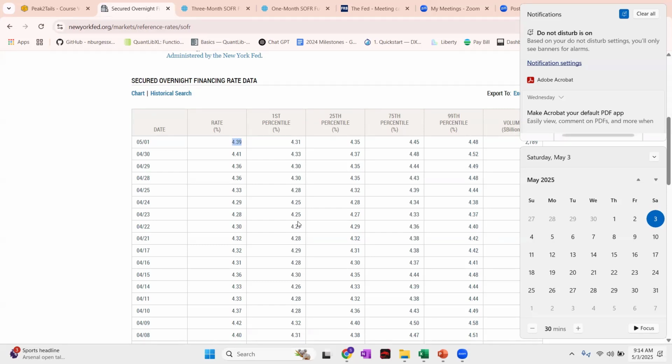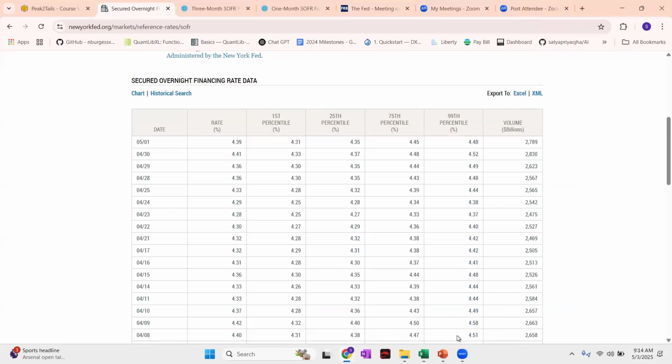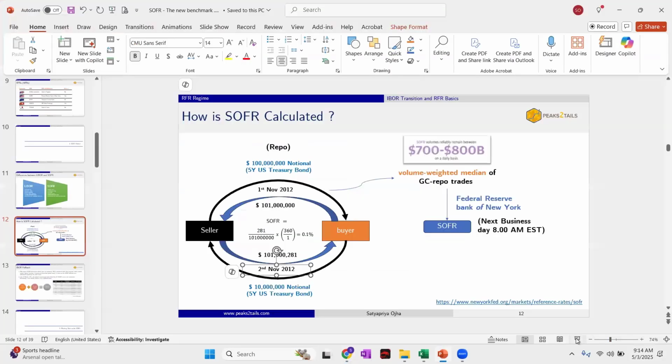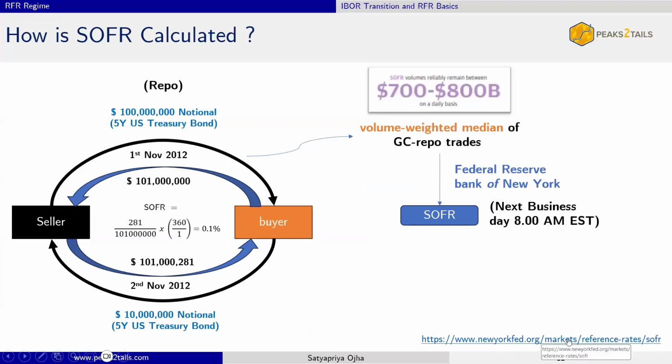Okay, so we'll go through the detailed calculation. I'll show you how to calculate averages, indexes, and all these things. So this is the first thing that you need to note. Let's come back here. Yeah, so just go to this particular website. I put the link here on the PPT, and then you can just browse through the data, download in Excel, play with the values. Okay. So that's how SOFR is calculated.